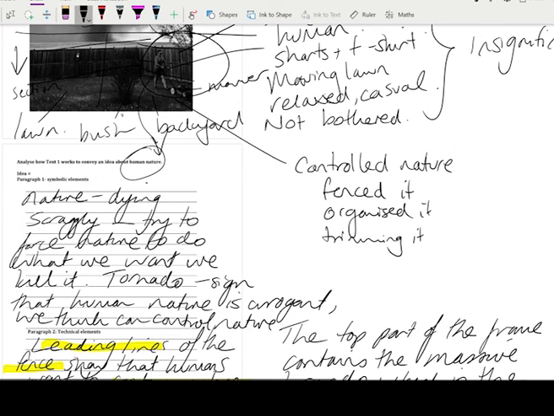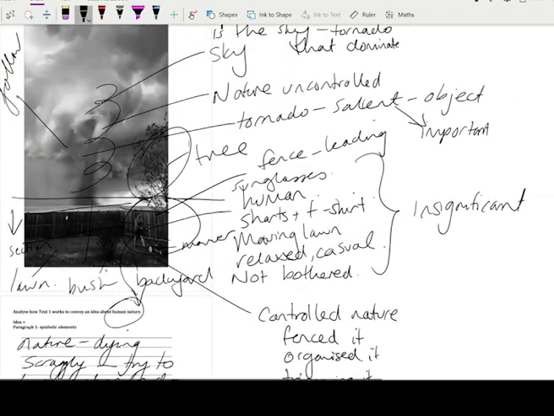And this image shows what happens when Mother Nature decides to turn around and say, I don't care what you want, humans, you're going to lose because I'm more powerful. And that's what this whole text is about. It's about the power of nature.